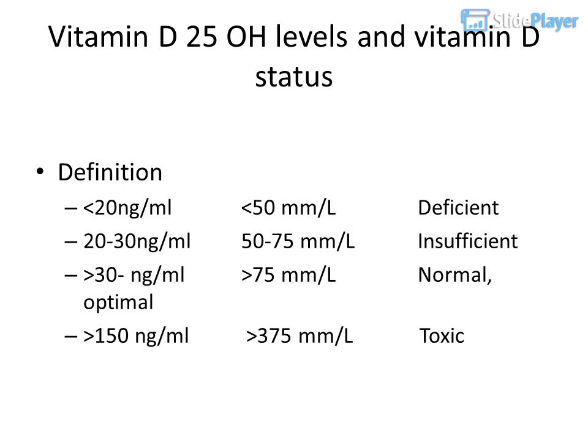Definition: less than 20 nanograms/ml, less than 50 nmol/L is deficient. 20 to 30 nanograms/ml, 50 to 75 nmol/L is insufficient. Greater than 30 ng/ml, greater than 75 nmol/L is normal, optimal. Greater than 150 nanograms/ml, greater than 375 nmol/L is toxic.